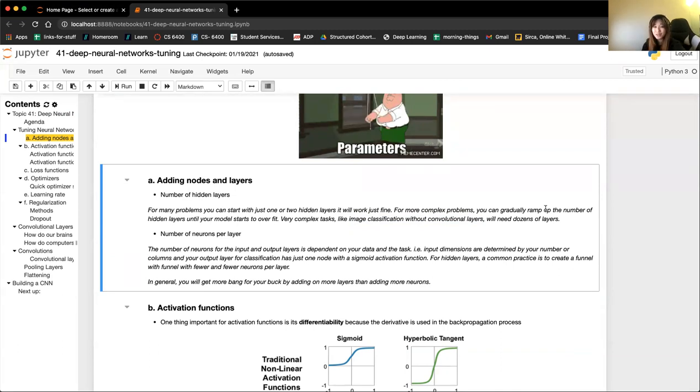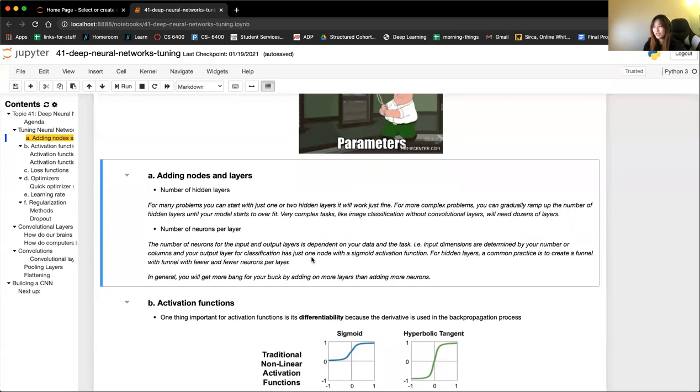Aside from the number of hidden layers, you can also adjust the number of neurons per layer. The number of neurons for your input and output layers is going to be dependent on your data and the task. As we saw for our very first neural network layer, we had to tell it the input dimension, so we had to tell it how many columns our input data had. For your output layer, it depends on what you're trying to predict. If it's a binary classification, it'll just be one node at the very end. If it's multi-class, you do an output dimension of 5 if it's 5 classes. So input dimensions are determined by your number of columns, and for your output layer in binary classification, it's just one node with sigmoid.